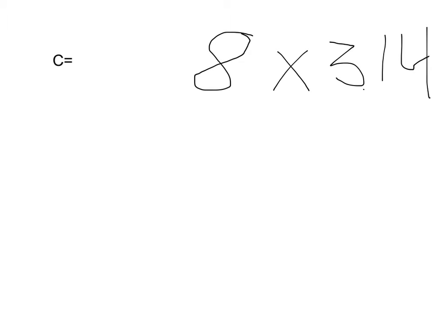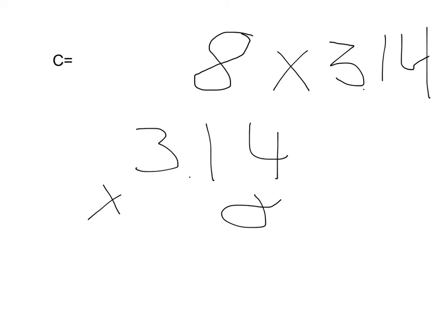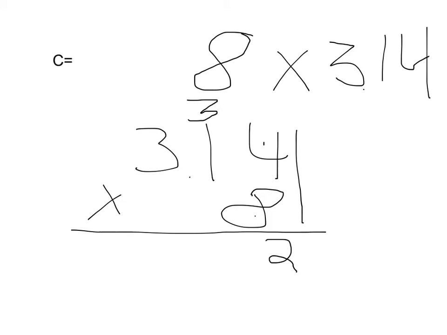So you want to go 3.14 times 8. So 8 times 4 equals 32. So 2, and you carry the 3 up here, then 8 times 1 plus 3 is 11. So 1, carry the 1, and 8 times 3 equals 24, plus 1 is 25. So then we have 2,512.